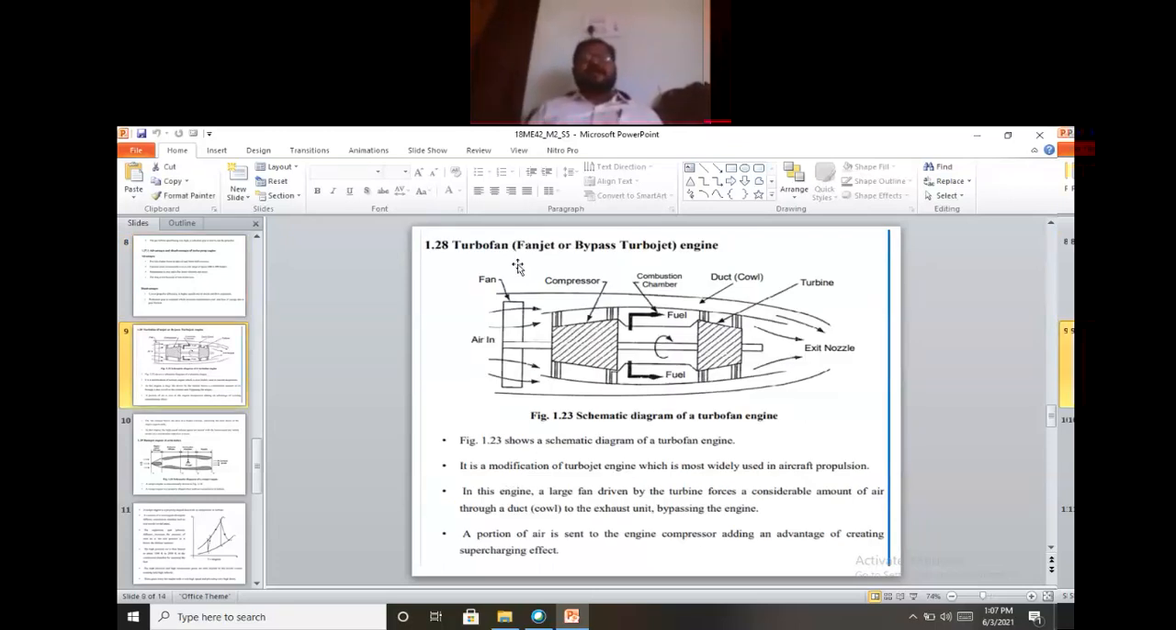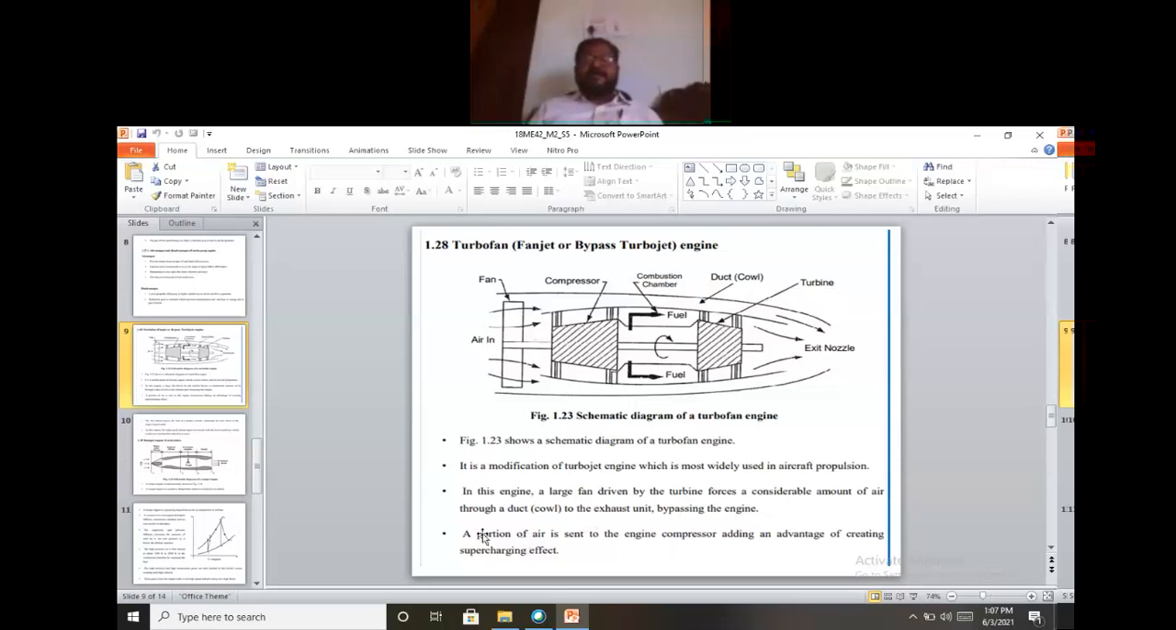The third one is the turbofan, or turbo fan jet, or bypass turbojet engine. It is a modification of the turbojet engine, which is mostly used for aircraft propulsion. In this engine, a large fan driven by the turbine forces a considerable amount of air through the duct, or cowl, to the exhaust unit, bypassing the engine.